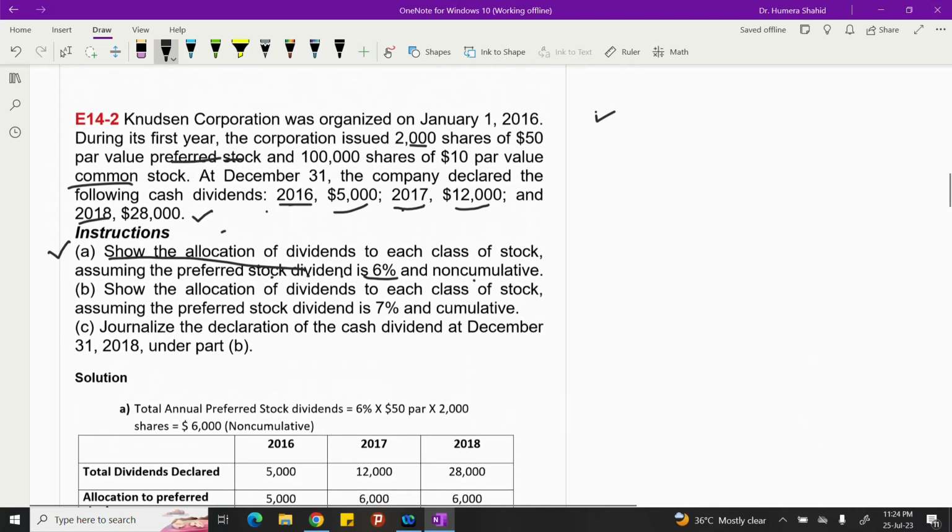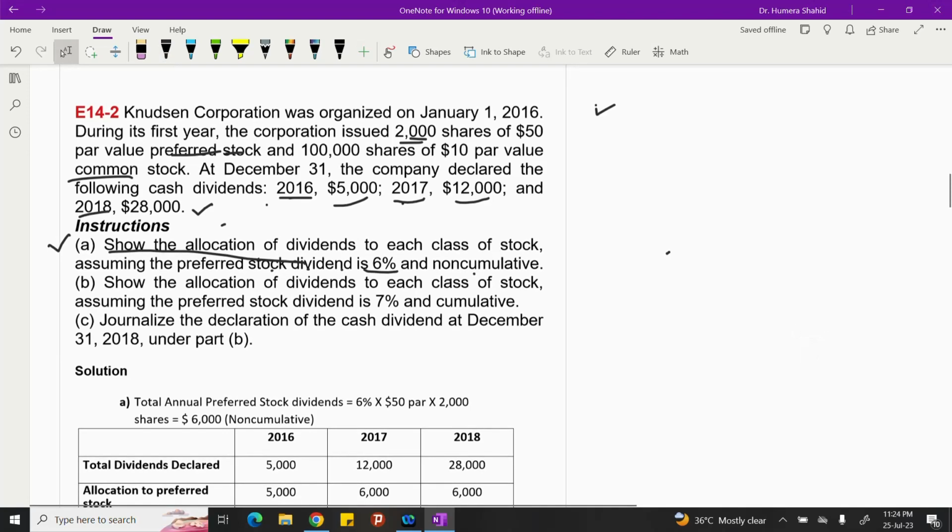So firstly, let's calculate how much dividend preferred stock wants. It's 6%. We have 2,000 shares. So how are we going to do this? I did this calculation for you over here. 6% of the par value is going to be $3 per share. And how many shares do we have? 2,000 shares. So $6,000 is going to be the dividend for the preferred stock.